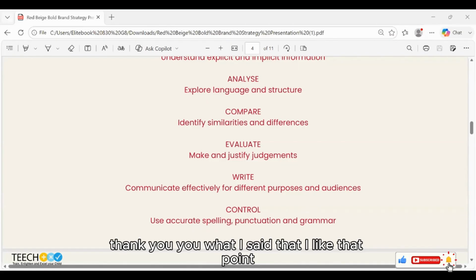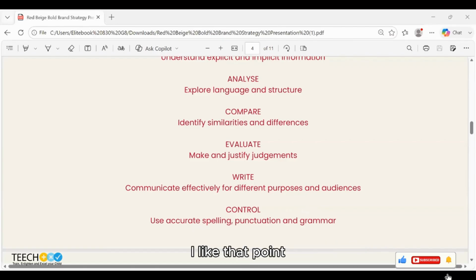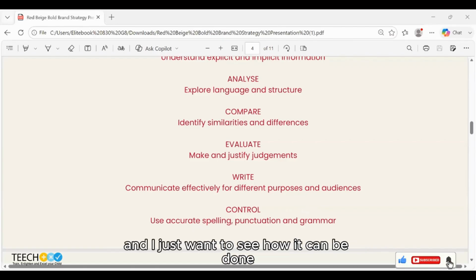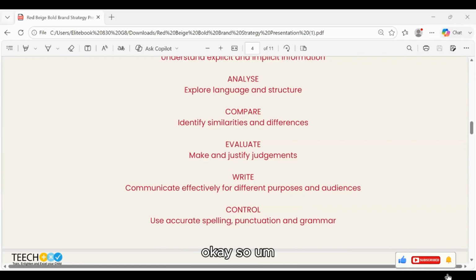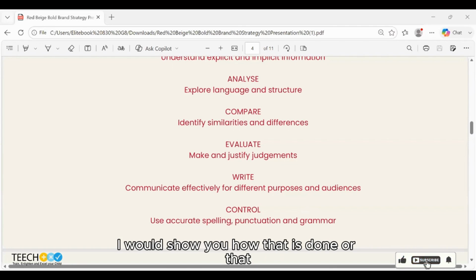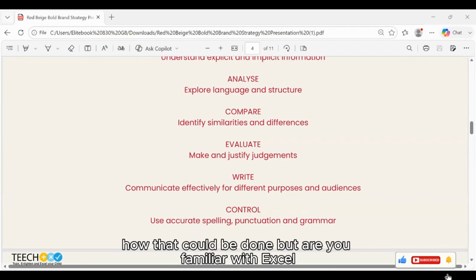I said I like that point, and I just want to see how it can be done. Okay, so maybe towards the end, I would show you how that is done, or how that could be done. But are you familiar with IXL?